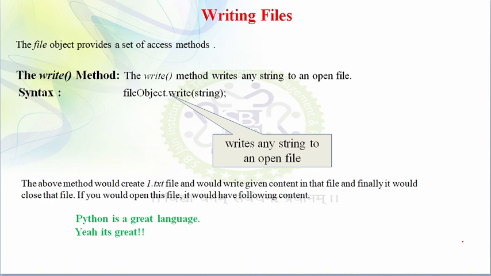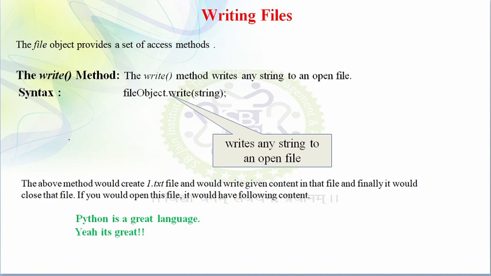The file object provides a set of access methods to make our life easier. We will see how to use the write methods. Usually the write method writes any string to an open file. It is important to note that Python strings can have binary data and not just text. The write method does not add a newline character to the end of the string. So this is very important that we need to make sure.